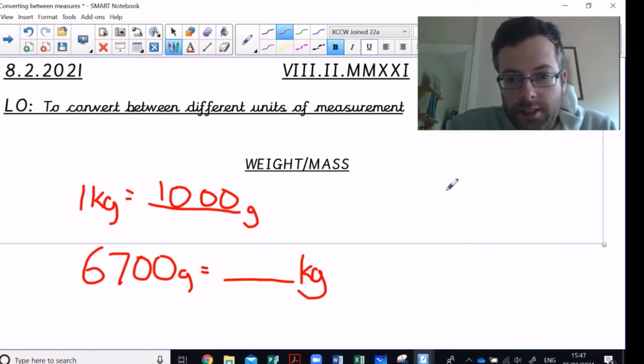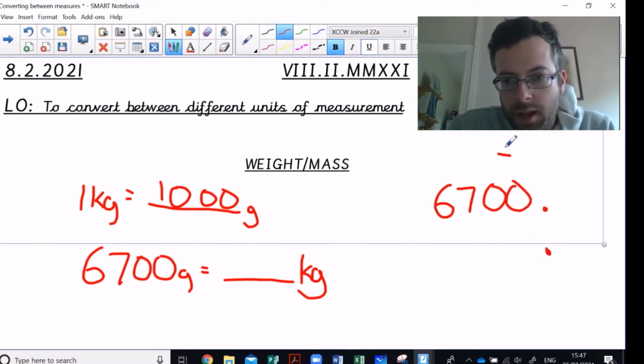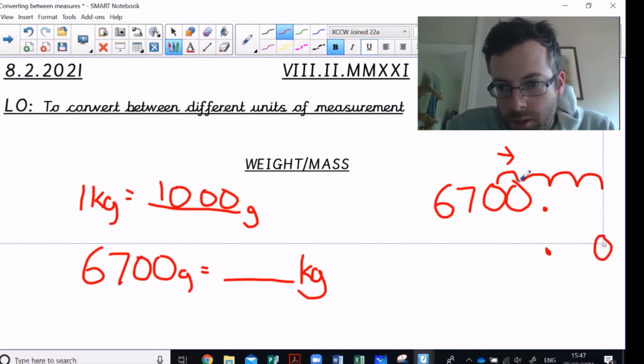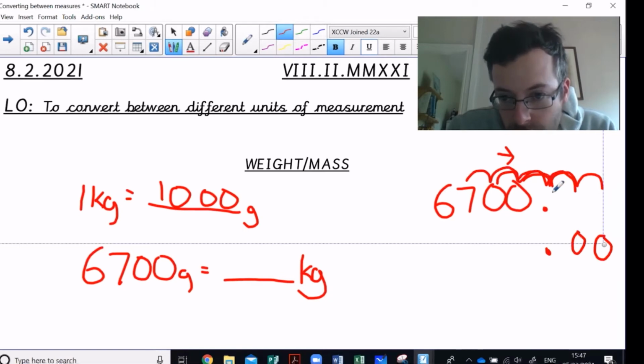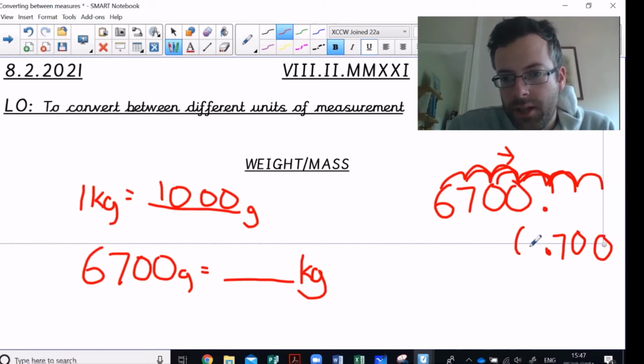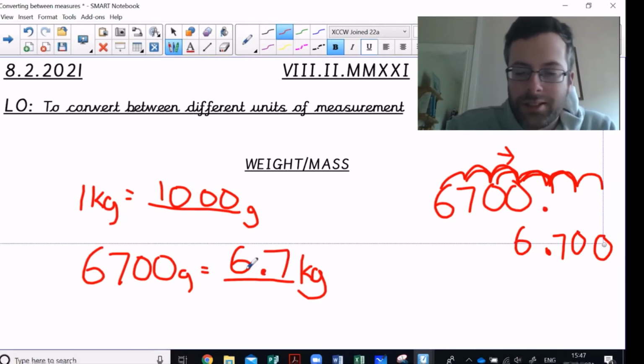So I set it up, so I write my 6,700, and I know I'm dividing by 1,000, so I'm making it smaller, so it's going to go this way. I'm dividing by 1,000, so it's 3 spots. So 1, 2, 3, right underneath. So my answer is 6.7 kilograms. Does it make sense that 6,000 grams would be 6 kilograms? It does, so I'm happy that's right.